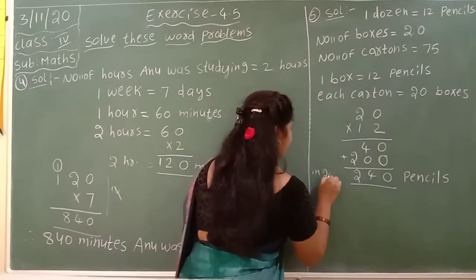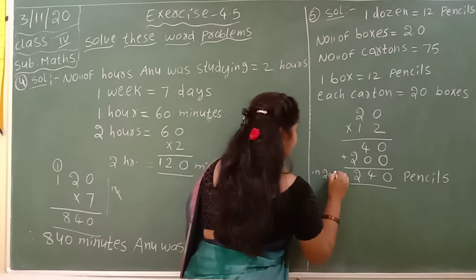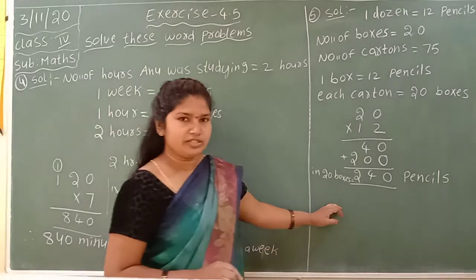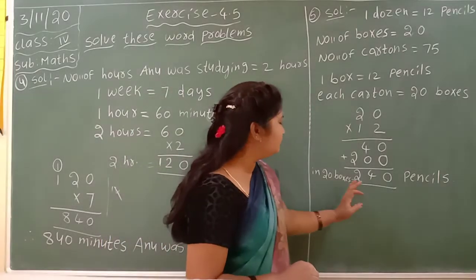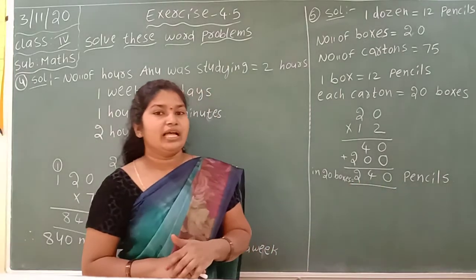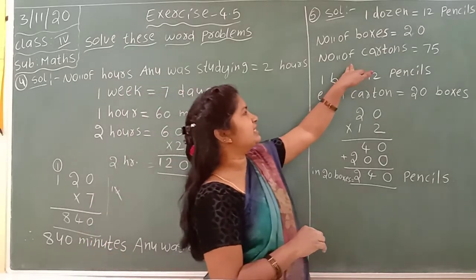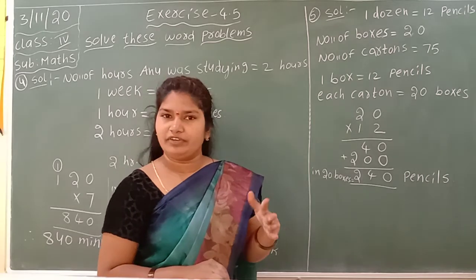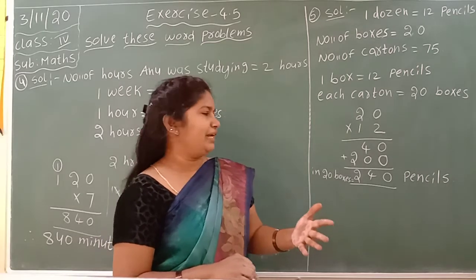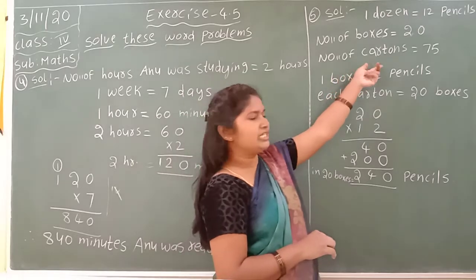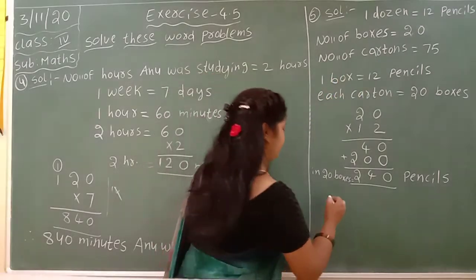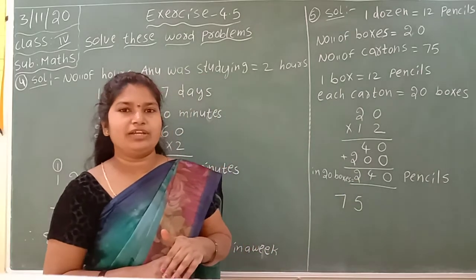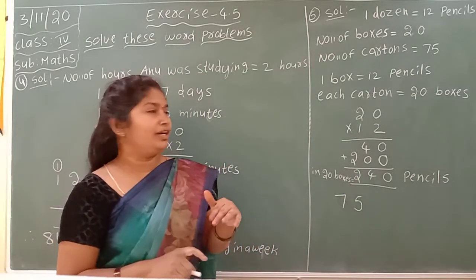In 20 boxes, we have 240 pencils. Then they are asking, in 75 cartons how many pencils are there? 75 cartons, how many pencils? So you have to multiply this 75 with this 12.